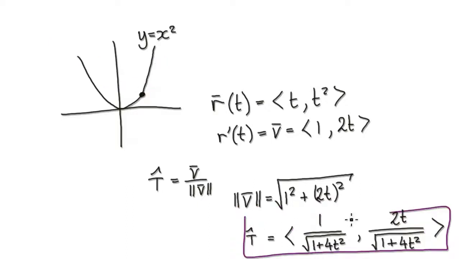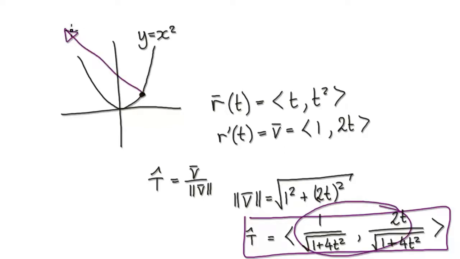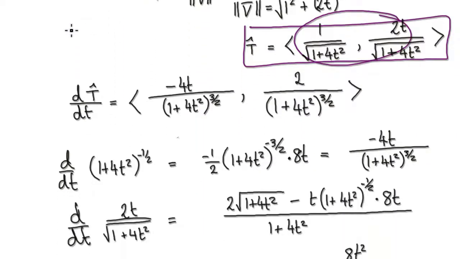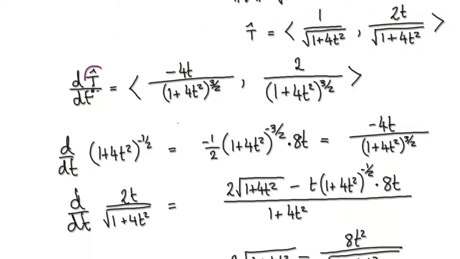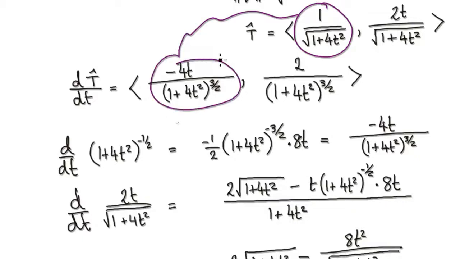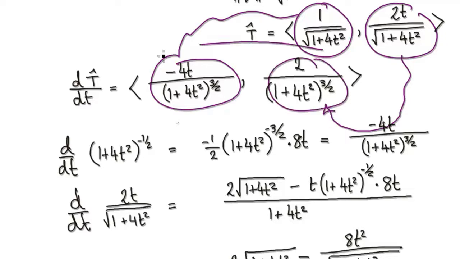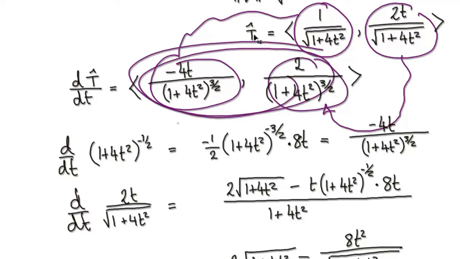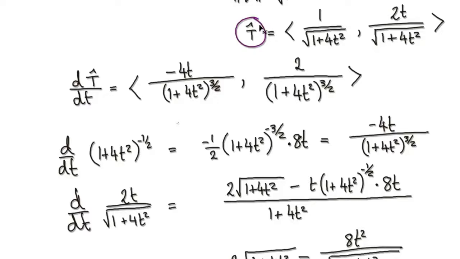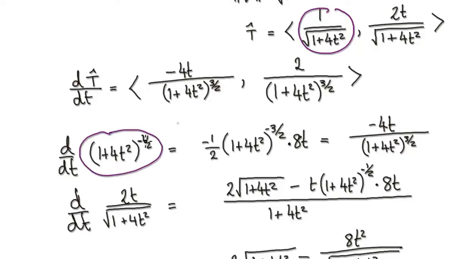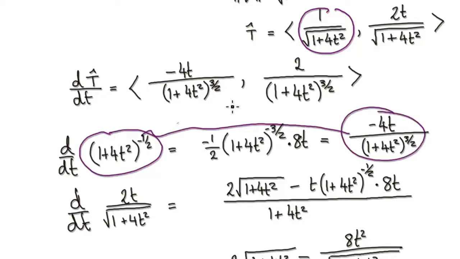So our next step, let's start again here. We've got our unit tangent. Our next step is to differentiate it, and that will give us a new vector. So if you differentiate the unit tangent, it will give you this, and this new vector will be orthogonal to the unit tangent. Let's differentiate this, which I'm expecting you to be able to do by now.